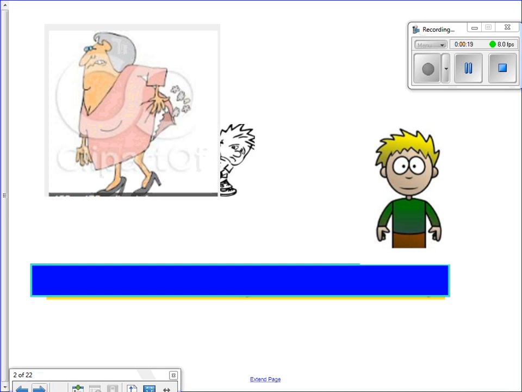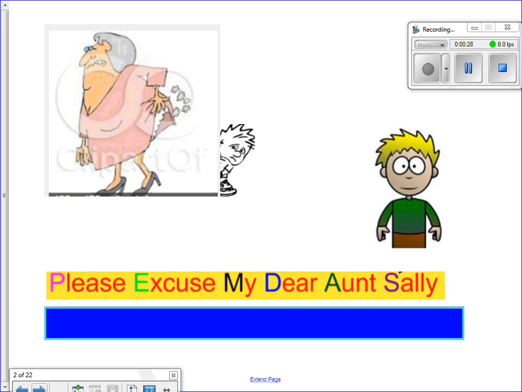We got some goofy looking pictures here, and there's a saying that I want you to remember. You've probably heard it before. If not, here's a little more review for you. The saying is called, "Please excuse my dear Aunt Sally." Okay, got this little boy here, looks a little embarrassed with his Aunt Sally. So please excuse my dear Aunt Sally.